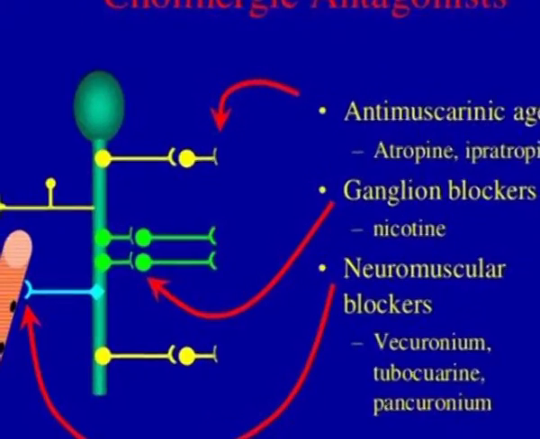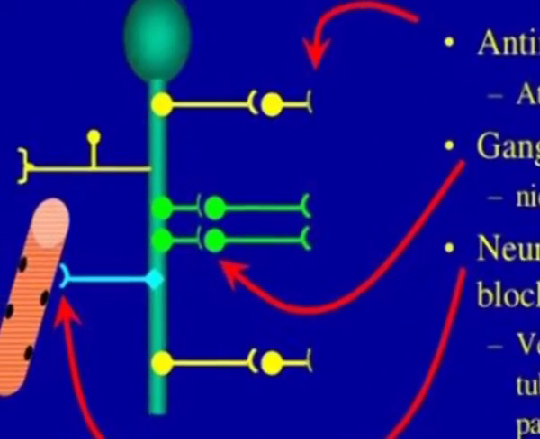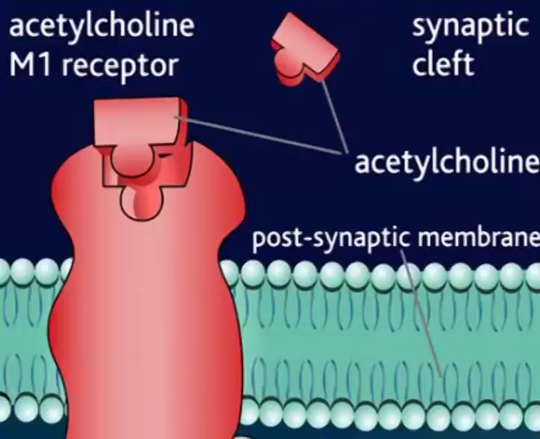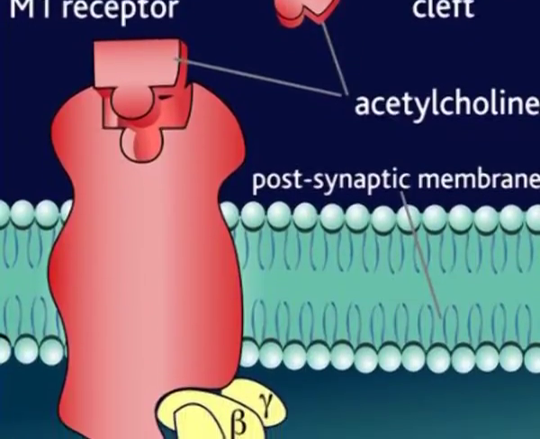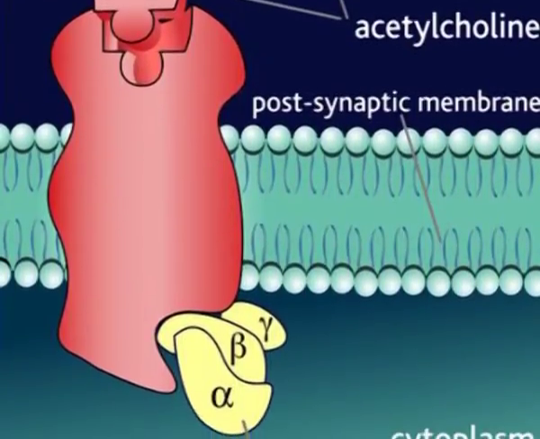Now friends, let us discuss cholinergic drugs. Cholinergic drugs, or cholinergic agonists, or parasympathomimetics, are a class of compounds that produce action like acetylcholine. They possess the same pharmacologic action as the neurotransmitter acetylcholine.